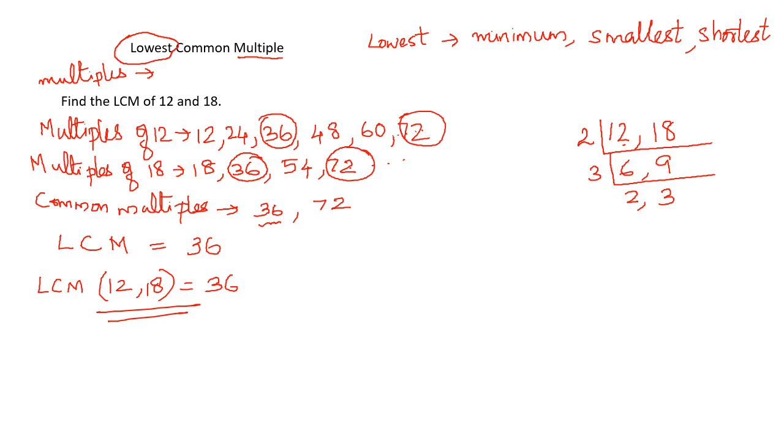They both are prime numbers. Now we cannot go any further. If we are finding HCF, we'll take only these two numbers, 2 and 3. The HCF will be 2 into 3 equal to 6. But here we are finding the LCM.